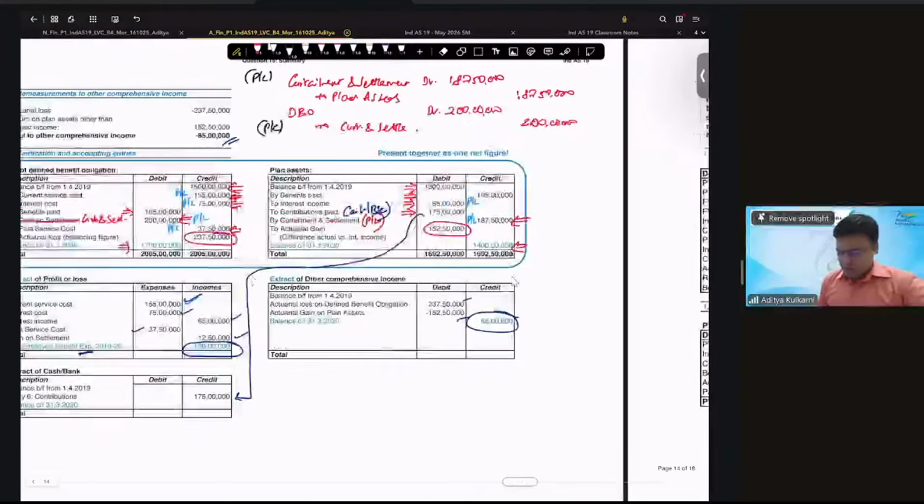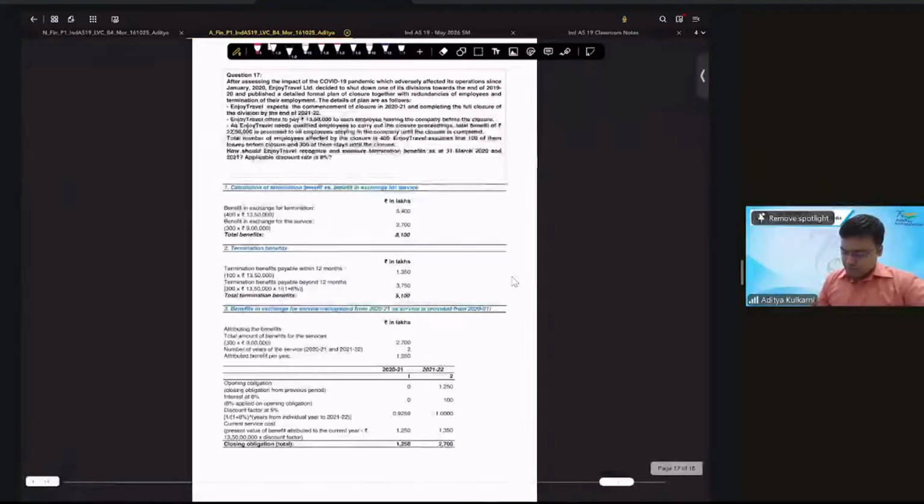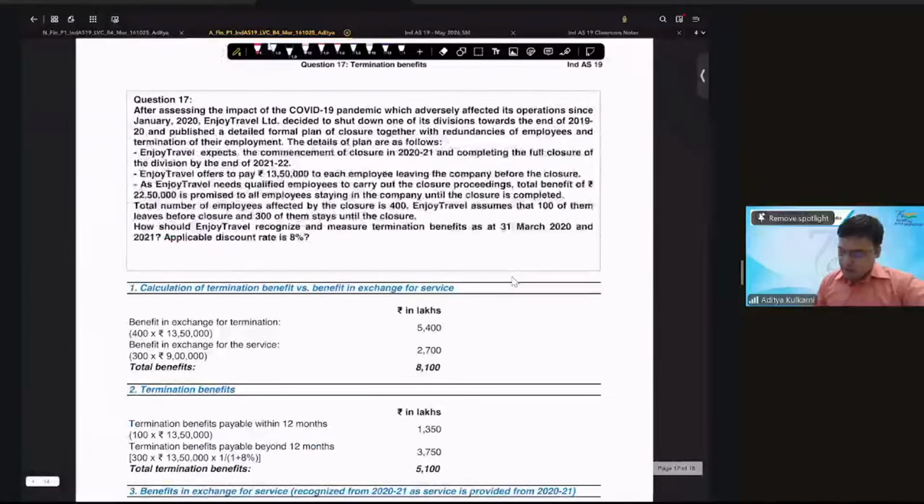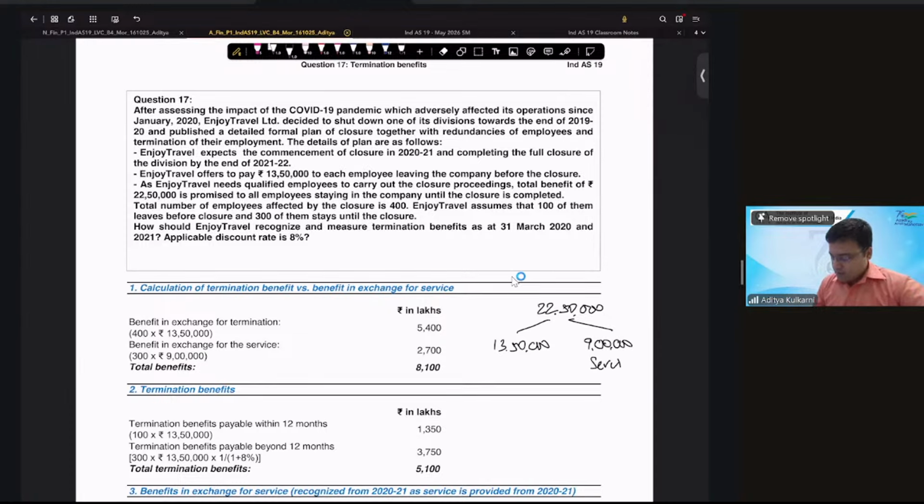We can go through this one question for you. See what happens. Those who stay, they are getting 22,50,000, correct? Till the closure happens. Those who leave, they are getting 13,50,000 immediately. That means 9 lakh is given for the employees to perform the services. This is services, this is termination. Are you able to follow? Yes. Are you able to follow this? Yes, sir.